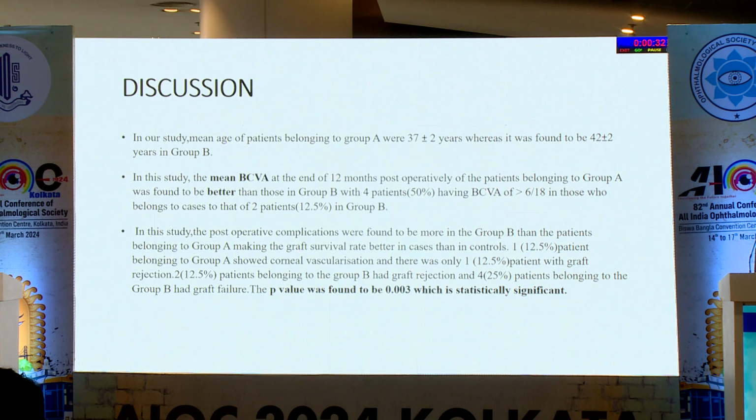So coming to the discussion, the mean age in group A was found to be 37 plus minus 2 years, whereas it was found to be 42 plus minus 2 years in group B. The mean BCVA at the end of 12 months was found to be better in group A than in group B. The postoperative complication was also found to be less in group A than in group B.